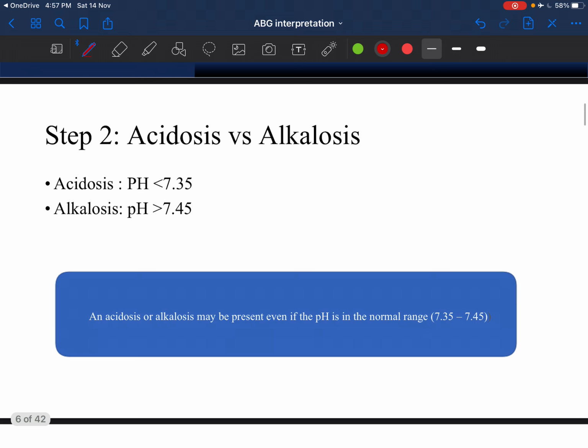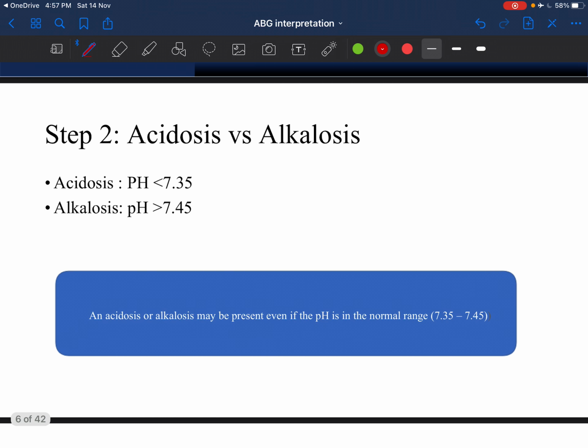Next, you need to know whether it's an alkalosis or an acidosis. How do you know that? Normal pH is 7.35 to 7.45. Anything less than 7.35 is acidosis. Anything more than 7.45 is alkalosis. But please note that an acidosis or alkalosis can be present even if pH is within the normal range. So, you always need to analyze everything together.